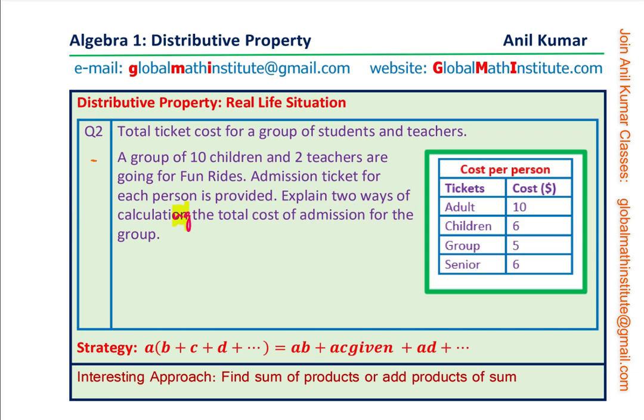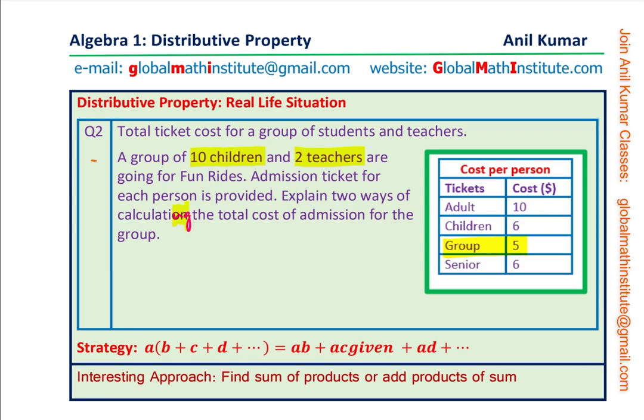So we have a group which has 10 children and 2 teachers. Since there is a group, this is the cost provided to us, the group rates will be applied. So individual will now be charged $5 each, right? So how can you calculate this particular cost? And we need to explain 2 ways of doing it. So let's try to understand these 2 ways, right?